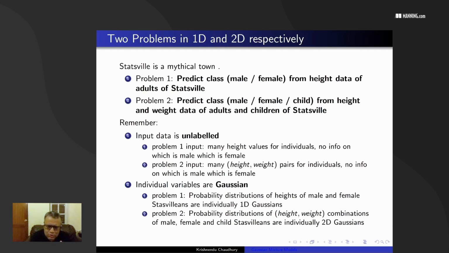In problem two, we are also concerned with children. So there are three classes in problem two: male, female, and children. And the problem is two-dimensional here. So we have height data and weight data.